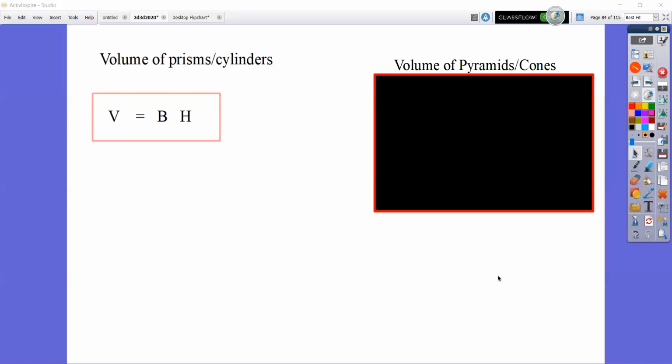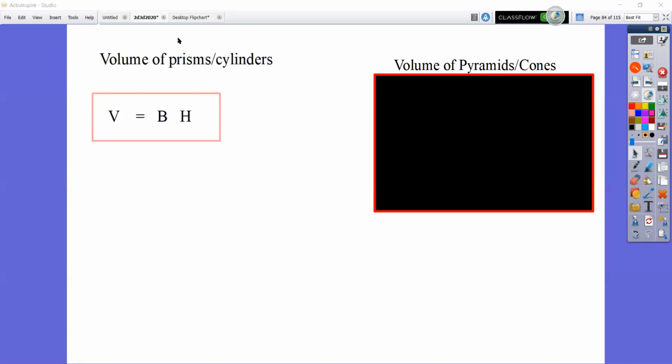So now that we've done the volume formula for prisms and cylinders, and we know the volume formula is base area times height, now we can move on to the one base shapes, the pyramids and cones. And the way we're going to do that is by trying to find a relationship between prisms and pyramids, and then between cylinders and cones.